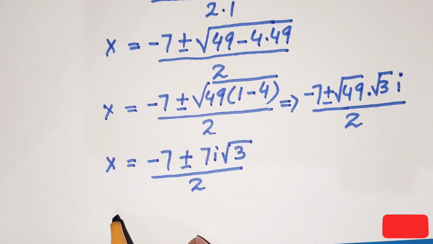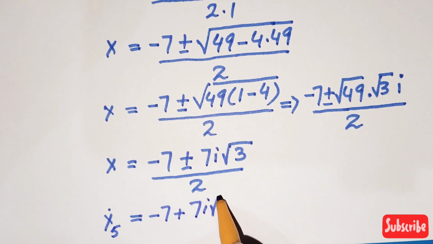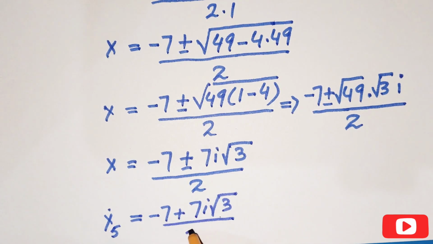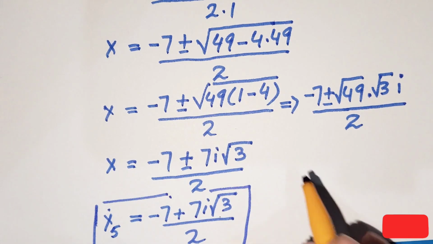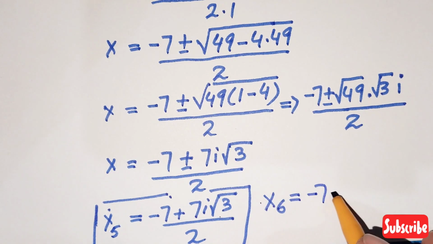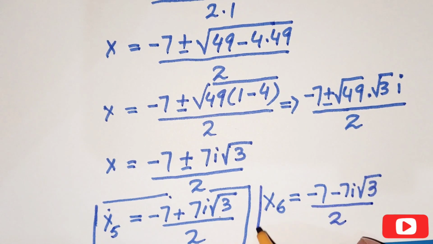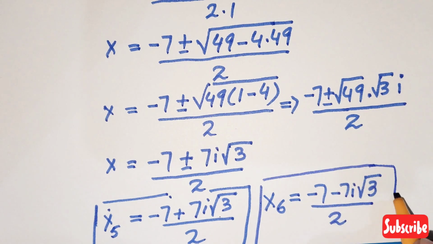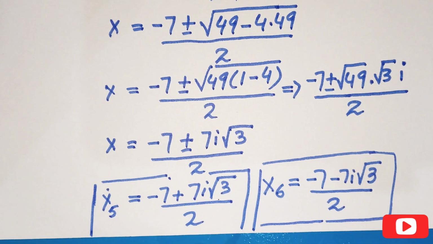So this is our value of x, and we can write it in positive and negative form. The value of x is x5, so x5 is equal to minus 7 plus 7i square root of 3 over 2. This is our fifth value of x, and similarly x6 is equal to minus 7 minus 7i square root of 3 over 2. This is our sixth value of x. So we have found six values of x in this problem.